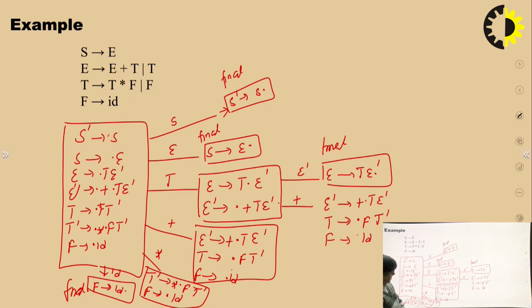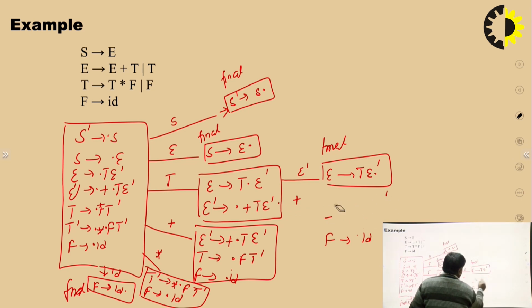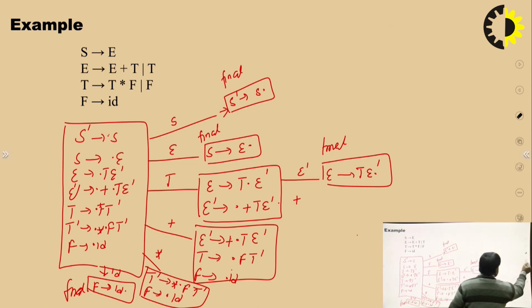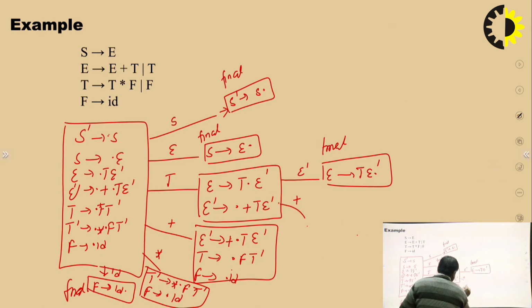Now, check. I think when we explore this production, then we find this production rule. So, no need to write this production extra. We simply do the plus, no need to write this one because this state and this state are the same. Now, this one is complete. We explore this one and this one. Only two states are remaining.